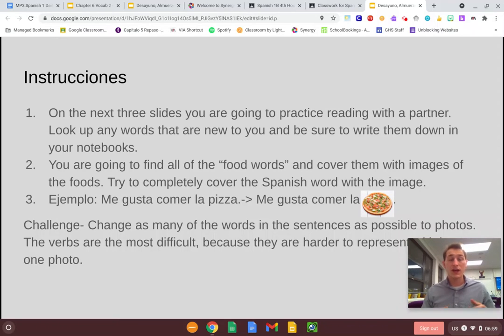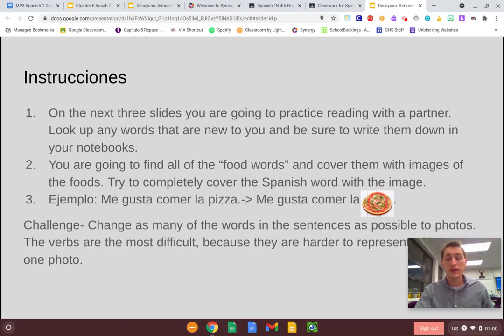The next thing you're going to do is cover them with an image of the foods. So if you have pizza, like if you look at this example, me gusta comer la pizza. Which one of these words is a food word? Me gusta, that means I like. Comer means to eat. La pizza. La means the. Pizza is pizza.